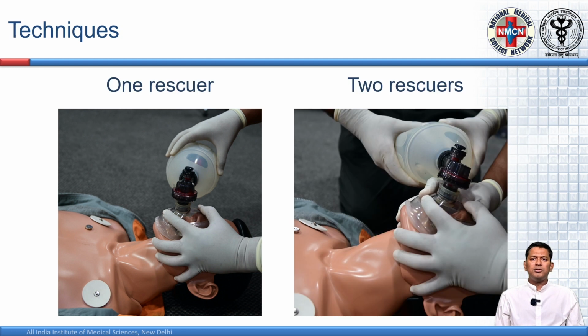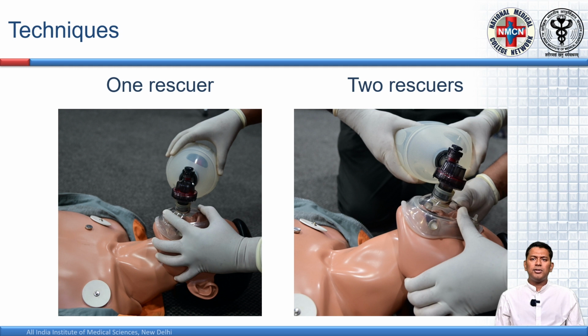The same technique can be used when two rescuers are available, with both hands for a more effective seal. As a result, there will be minimal leak. The second rescuer compresses the bag. Another technique in two rescuer bag and mask ventilation is by using bilateral jaw thrust. The second rescuer compresses the bag.